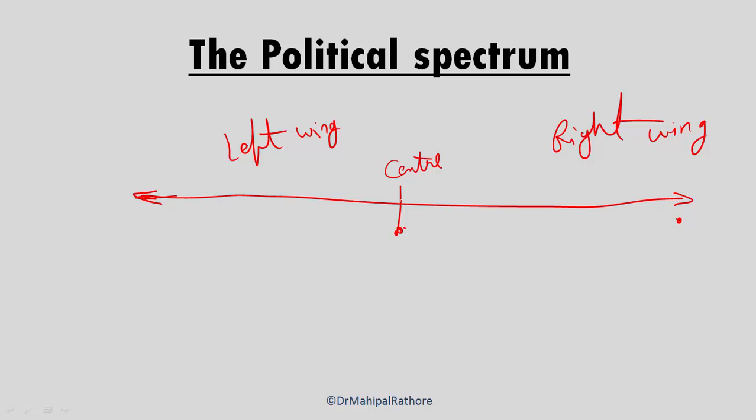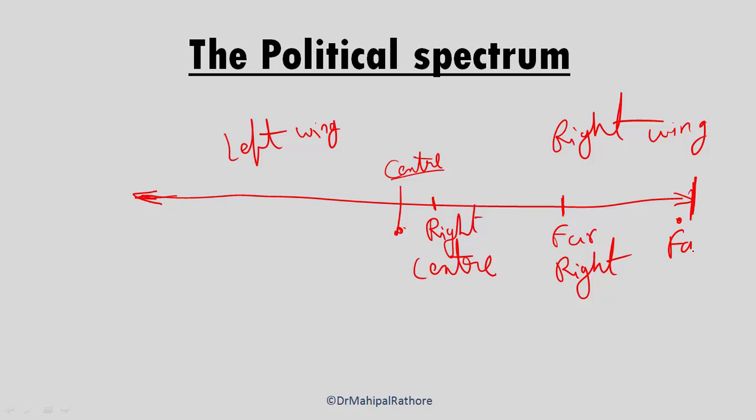If some party has a centrist or a moderate approach, then it will be called center. Then if the party is a little bit right of center, it is called right center or center right, whatever you like. Then if there is extreme right, it goes further in this direction, then we call it far right. And on the end of the spectrum here we have fascism, that was followed by Hitler and Mussolini during World War II and before that in Germany and Italy. So that is fascism, that is extreme right, far right, more right than far right.